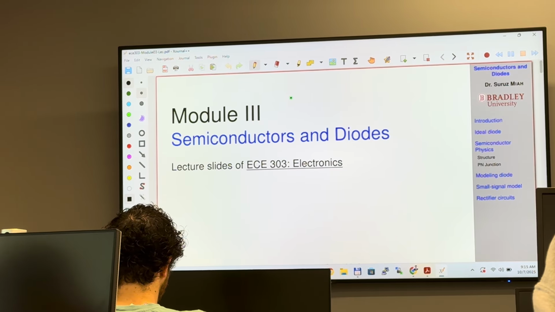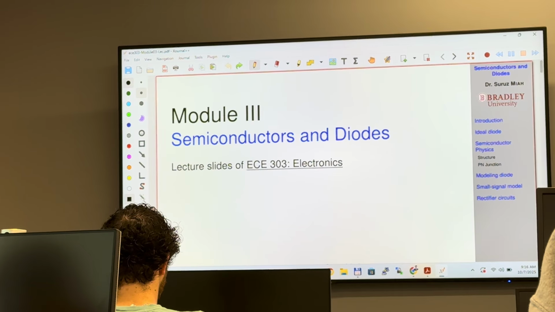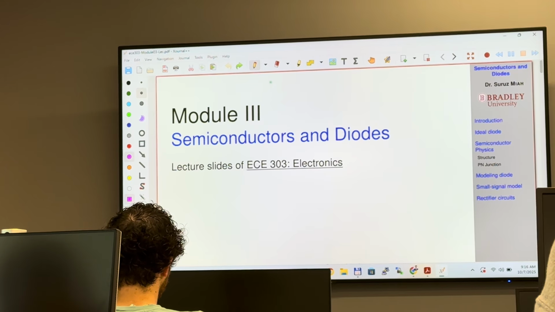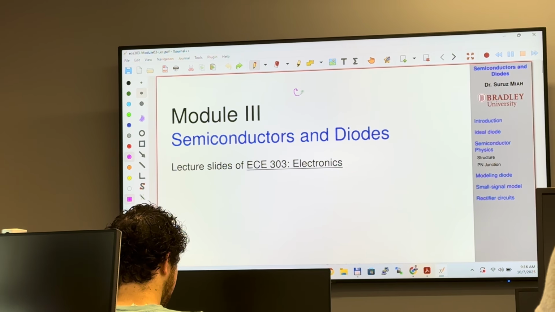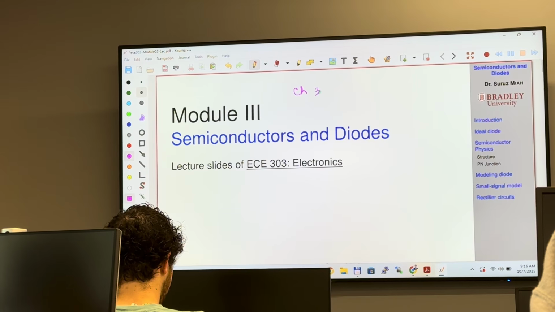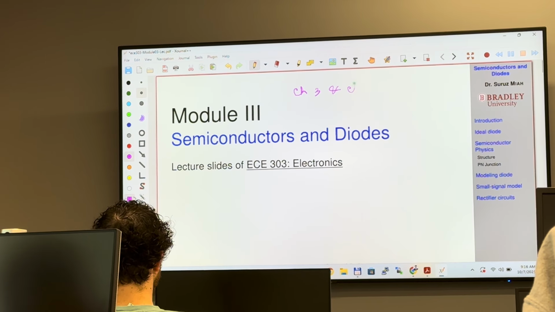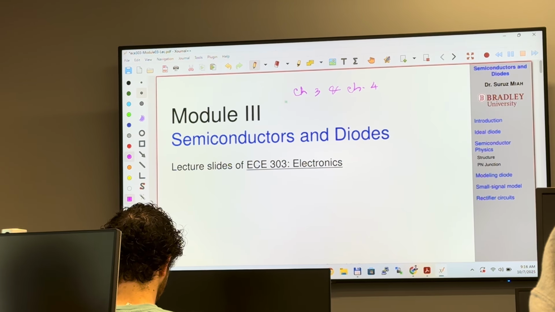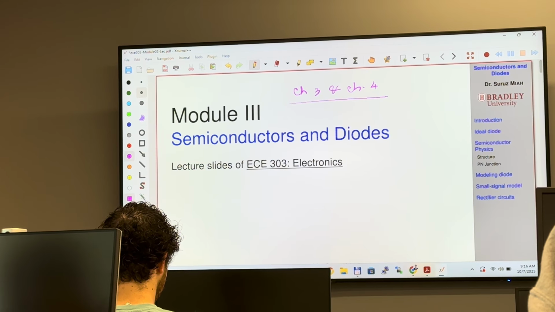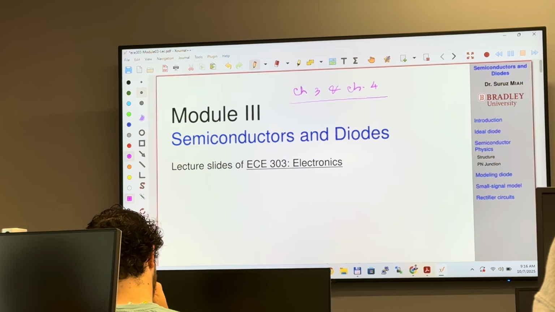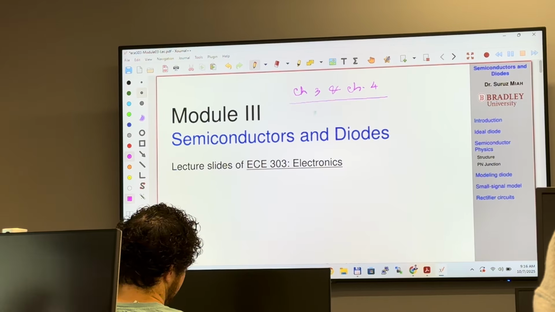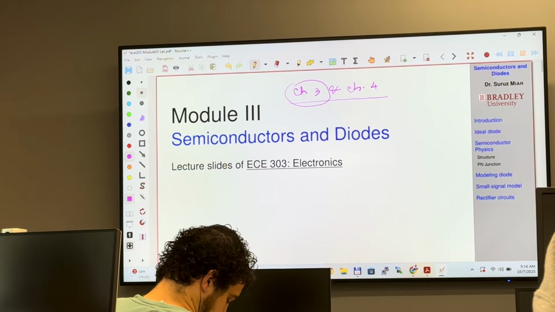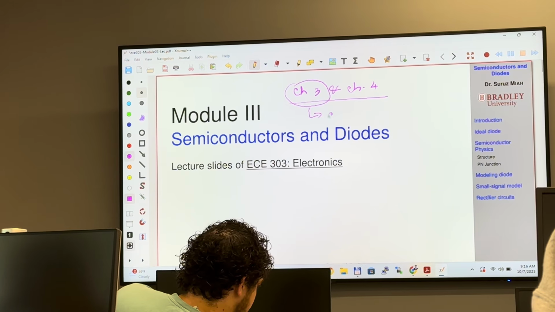This module consists of chapter 3 and chapter 4 of the textbook. I combined two chapters and made one module. Chapter 3 is about construction of semiconductor devices.